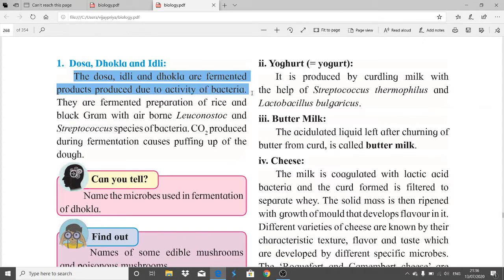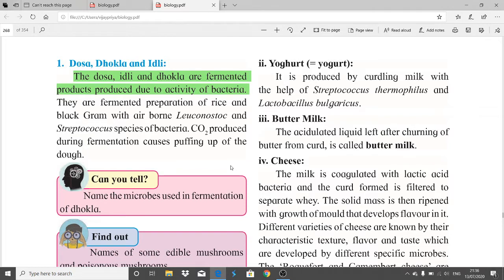If you have seen your mom keeping the raw material overnight, and if you have observed it, then you will understand what the fermentation process is. During the night the bacterial cells ferment that material, or that substrate, and due to fermentation it releases carbon dioxide and gives puffiness. If you observe the dokla, it contains small pores, right?